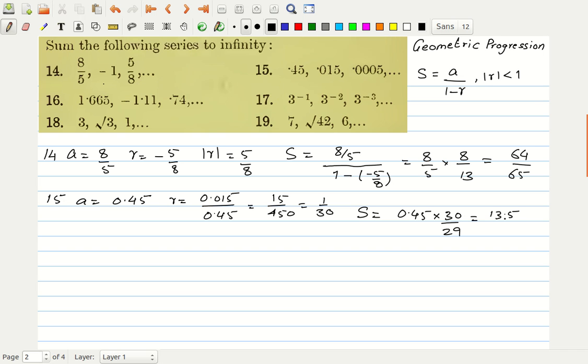So times 30 divided by 29, and this is 4.5. So this is 13.5 divided by 29, or S is equal to 135 divided by 290. If you divide this by 5, you get 27 by 58. I think we can leave this like this. Okay.